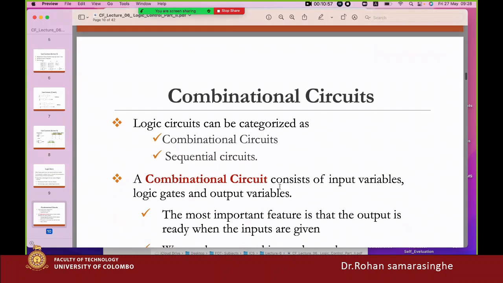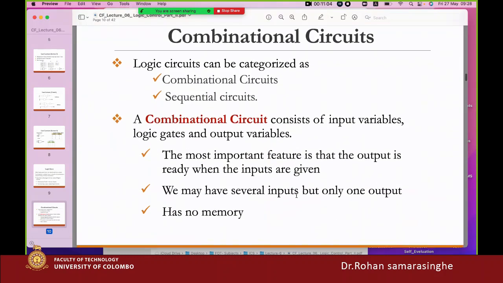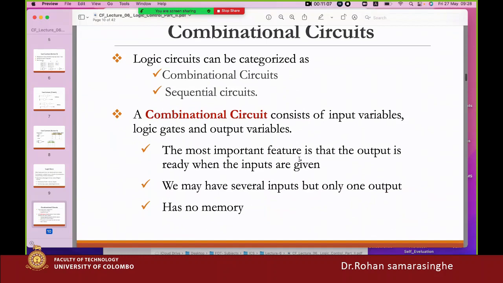The combinational circuit consists of input variables, a set of logic gates, and the output. The most important feature of the combinational circuit is that the output is ready when the inputs are given. The output is based on the input, not on any other input. So if you input, you can get the output.